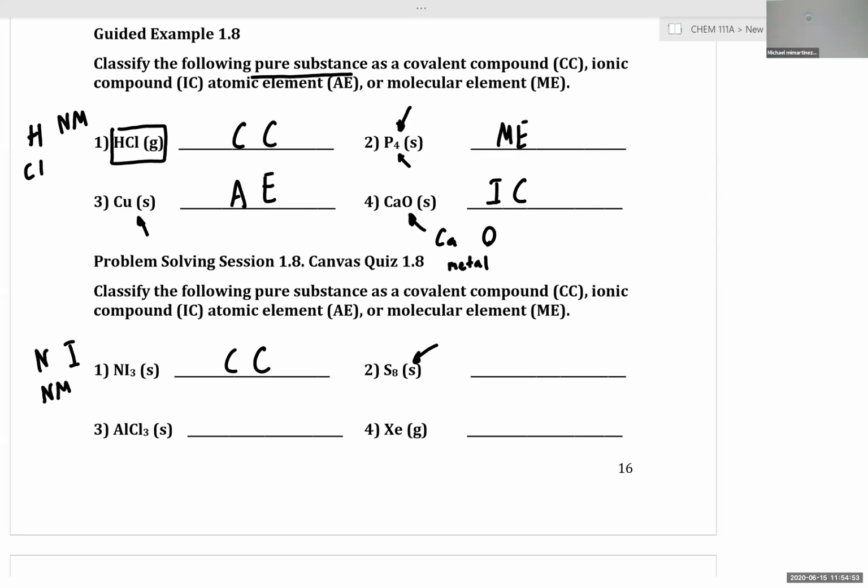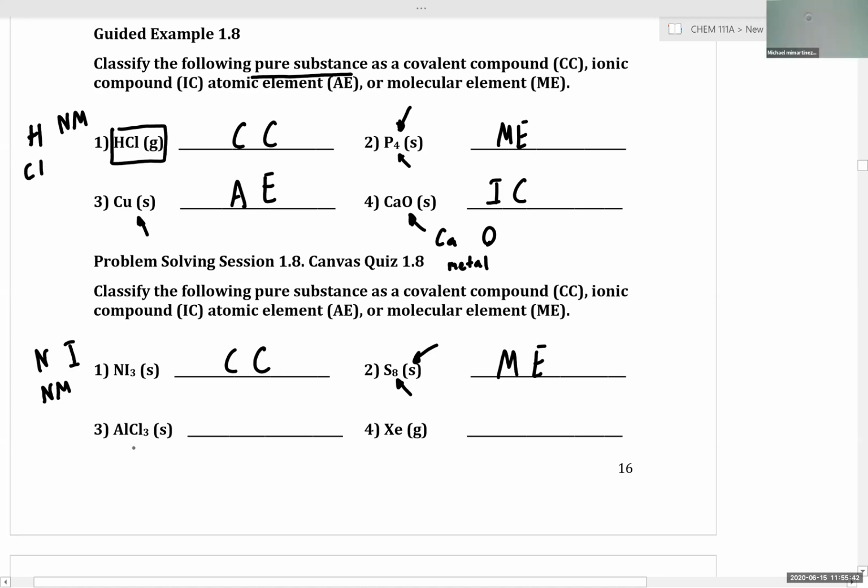Looking at S8 now, is S8 an element or a compound? Do we see atoms of a single element or multiple elements? It's an element, yep. And do we see one atom or many atoms? Is this atomic or molecular? Yep, so we have more than one atom of a single element. So this is a molecular element.